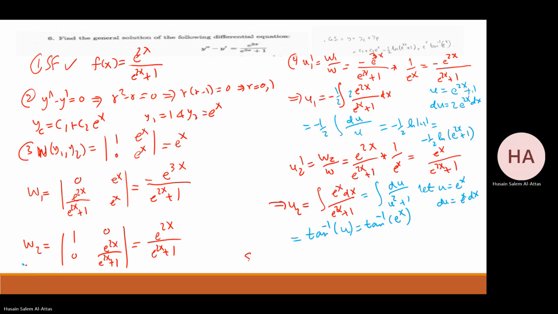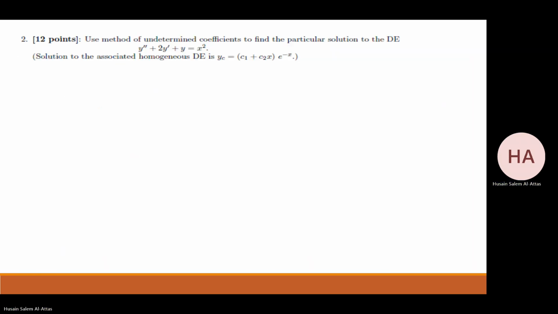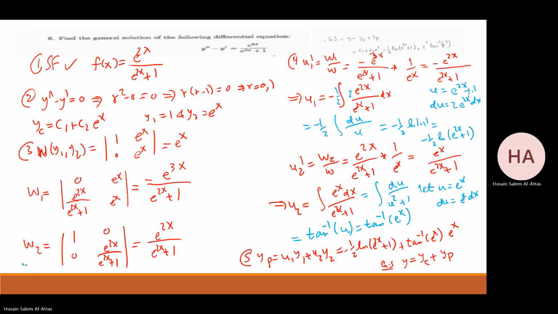How's the step? yp will be u1 y1 plus u2 y2. What is u1? That will be minus half ln of this. y1 is 1, so nothing is here. And this one will be u2 times y2, which is e to x. If you want the general solution, y will be yc plus yp, which is, this is yc and this is yp. Exactly, so this is correct.